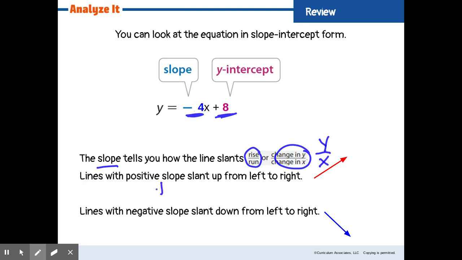Lines with a positive slope are going up towards the right, and lines with a negative slope are going down towards the right. So just keep those in mind as we're working through today's lesson.